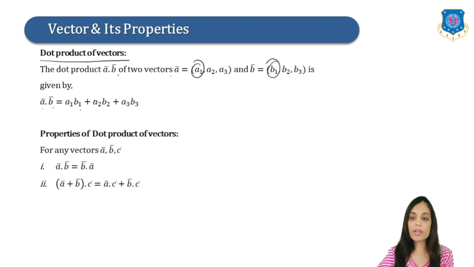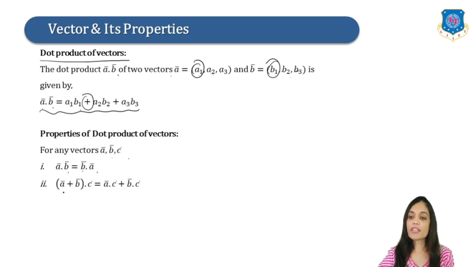So A1 B1, plus A2 B2, plus A3 B3. This is the formula of the dot product. Now, there are some properties of the dot product of vectors. If there are three vectors, A, B and C, then A bar dot B bar is equal to B bar dot A bar.